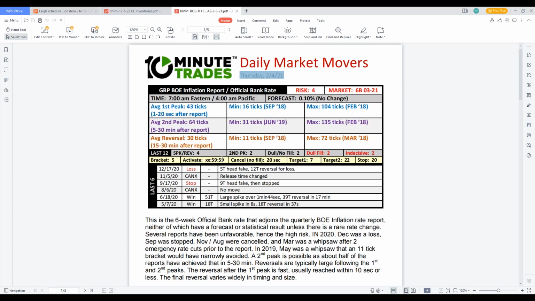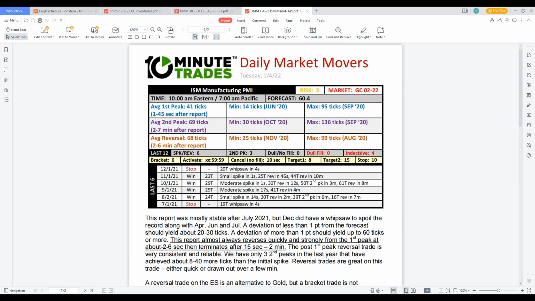If it's a current one, like here's an API report, you got some winners and a couple of stops. Sorry, that's the ISM. Okay, that's the ISM. That tells me that I'm going to have some interest in this report because it's got a bunch of winners, more winners than losers. So normally what we'll do is people come into the trade room, we'll talk about the report. Sometimes you got to go deeper. You really got to go deep, right? Small spike in 1 second.